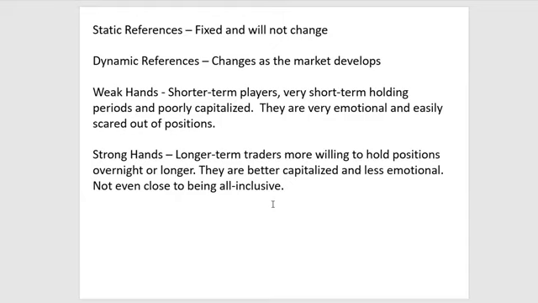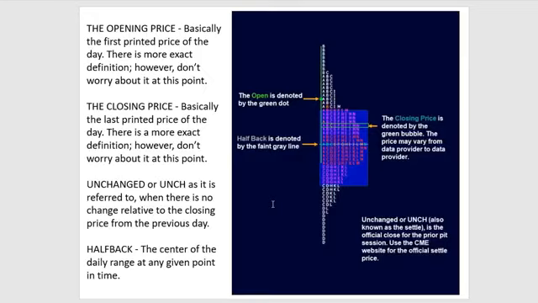That helps me understand who I am competing against, weak hand traders or strong hand traders. You won't pick up on that right away, but as we go on with training and in an intensive course, you will find that information becomes extremely important. Let's look at some other references.